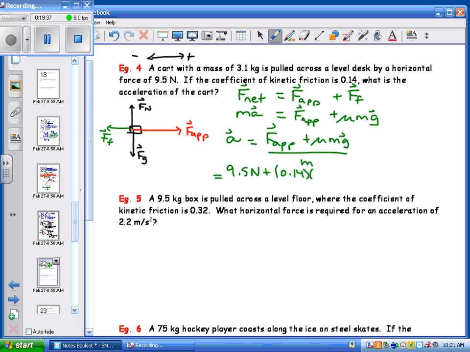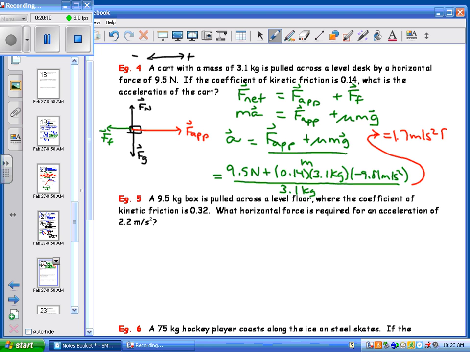times 3.1 kilograms times negative 9.81 meters per second squared. And I'm not making gravity negative because gravity acts down. I'm making gravity negative because my friction is negative because it's backwards. And the easiest way to make that negative is just to make gravity negative. Divide that then by 3.1 kilograms and you should get an acceleration, I'm just going to write it up here, of 1.7 meters per second squared forward.